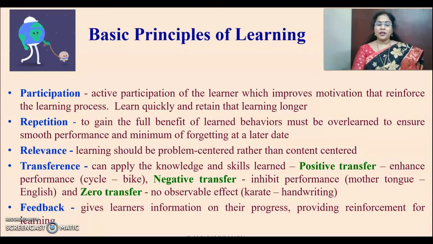The one who has learned the skill of driving a two-wheeler, it will help the person to go for a four-wheeler. Negative transfer is when the previous learning serves as a stumbling block or a hindrance for further learning. For example, mother tongue serves as a stumbling block for learning English or any other language. Because whenever we are asked to write something, we think in our mother tongue, then we translate it into the foreign language. Then learning plays a major role in zero transfer also. Here, no observable effect is seen. For example, a person good at karate is not going to have any impact on his handwriting.